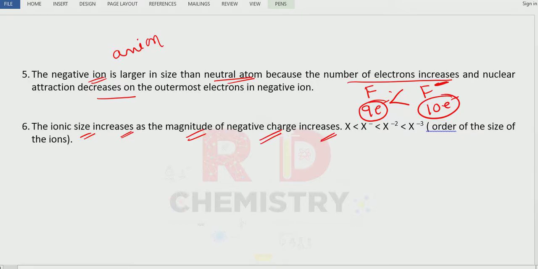For example, let me take oxygen, oxide, O2 minus. First one electron is added, then we can add one more electron, 2 minus, correct? So the neutral atom is oxygen, size is smaller. As the number of electrons goes on increasing, what will happen? Size also increases. Clear?